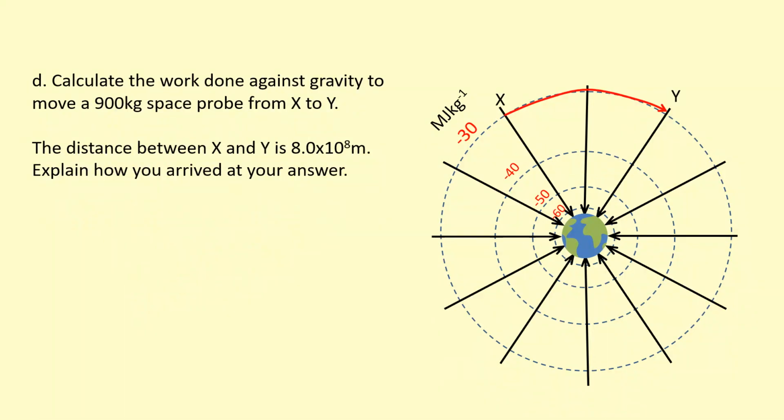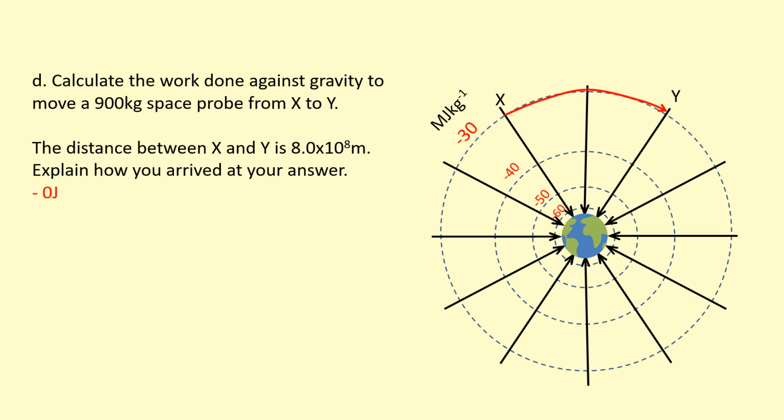Calculate the work done against gravity to move a 900 kilogram space probe from X to Y. You can see there's a curved path along that minus 30 megajoules per kilogram equipotential. The distance between X and Y is 8 times 10⁸ meters. Explain how you arrived at your answer. Okay, the actual answer here is 0 joules.